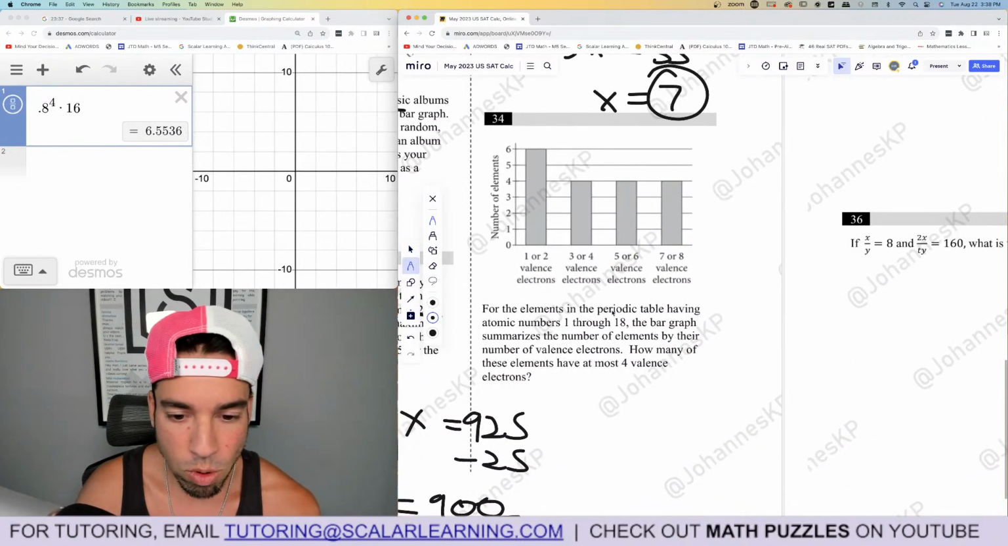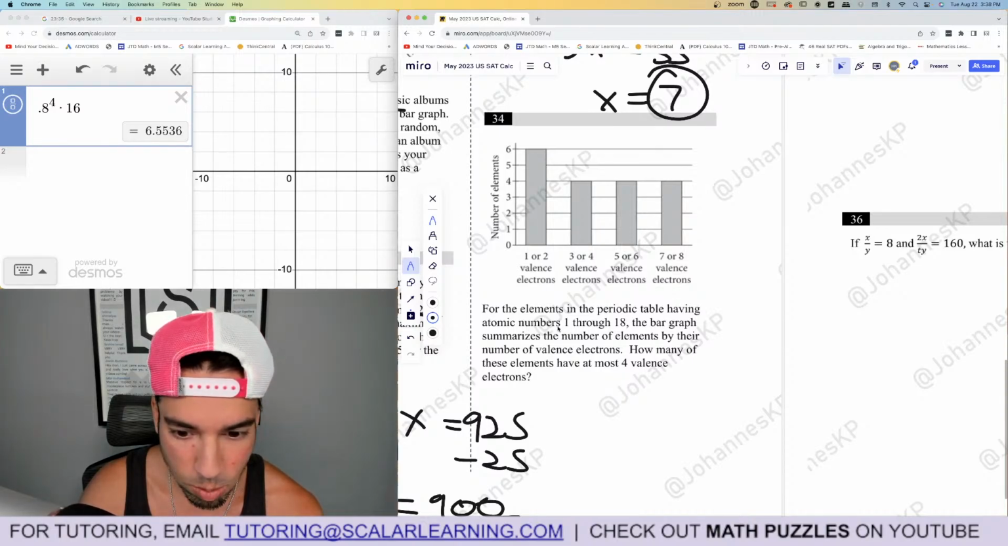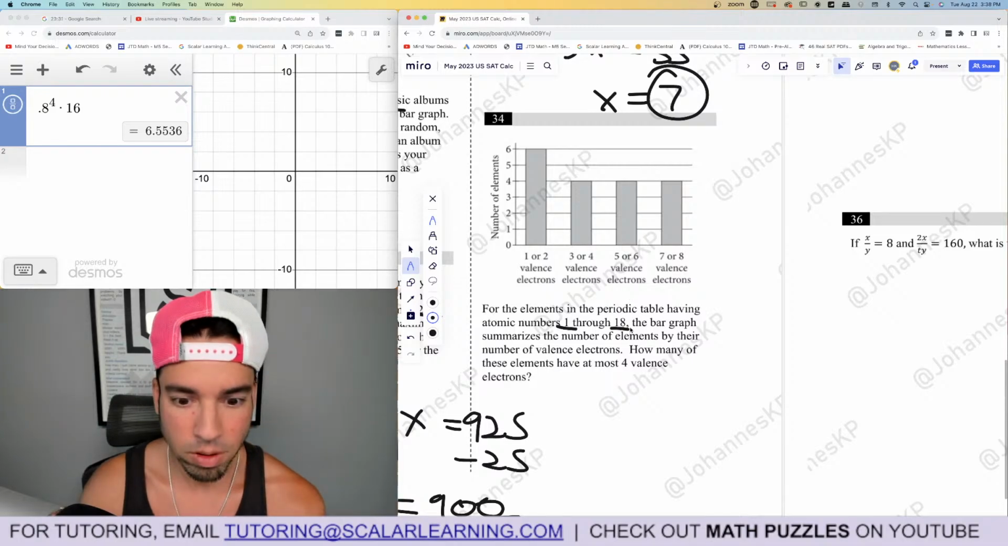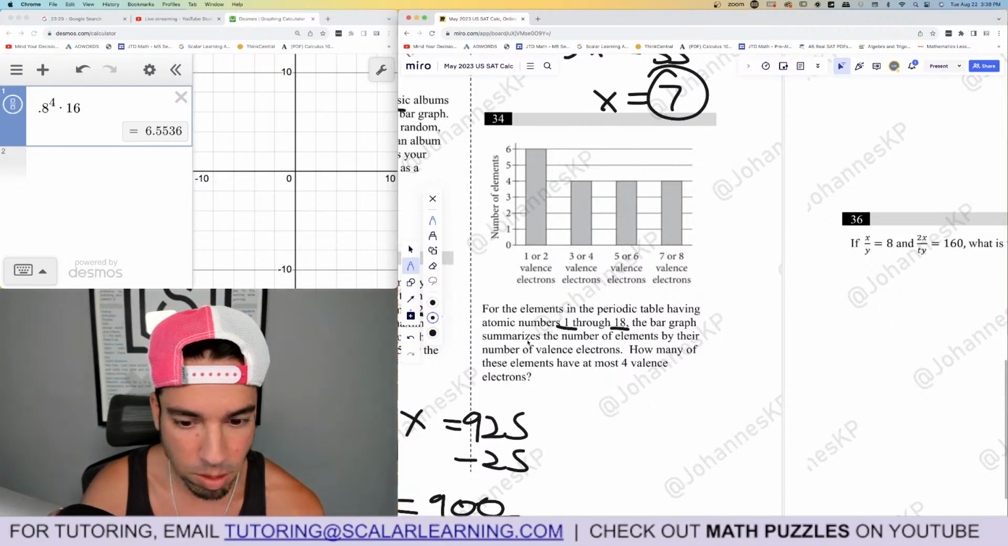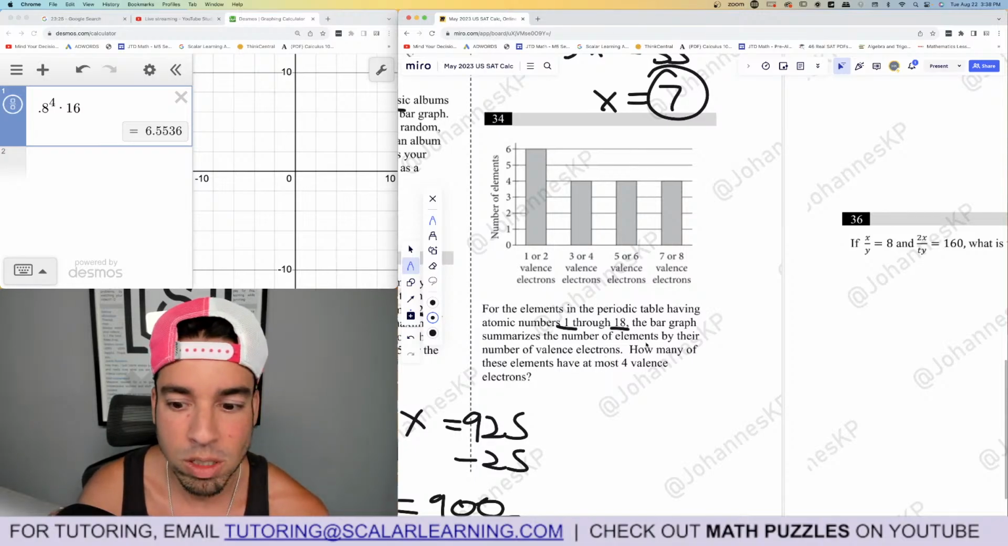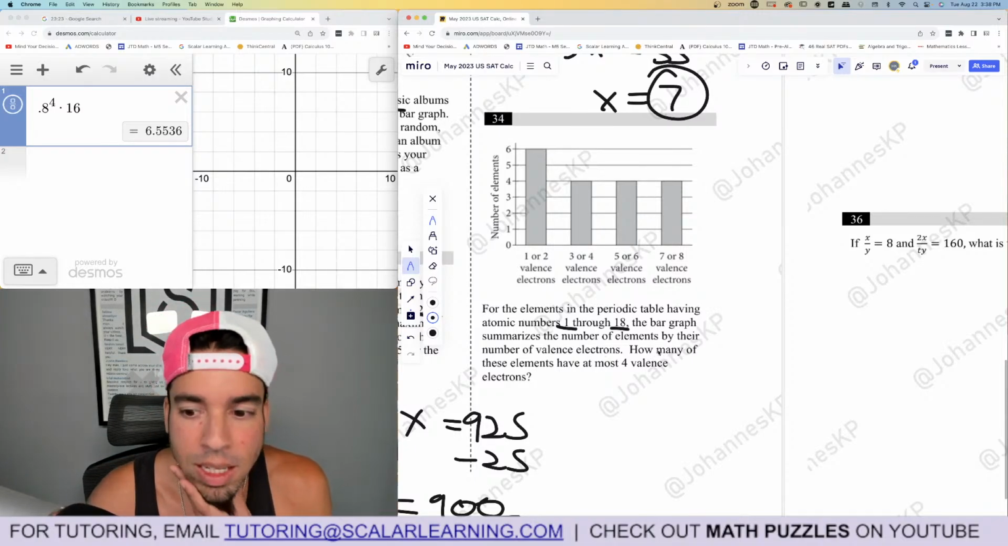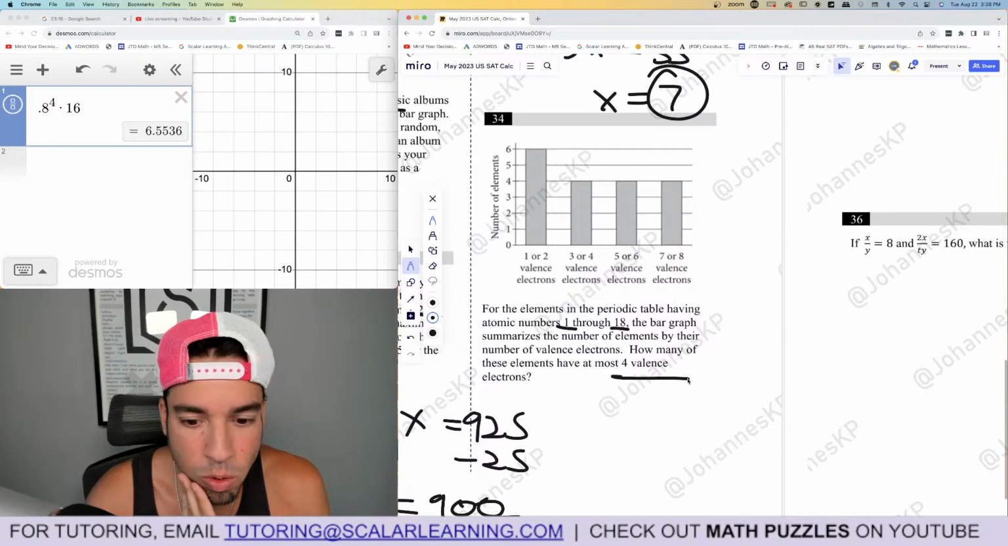Confirmed. 34. For the elements in the periodic table having atomic numbers 1 through 18, the bar graph summarizes the number of elements by their number of valence electrons. How many of these elements have at most 4 valence electrons?